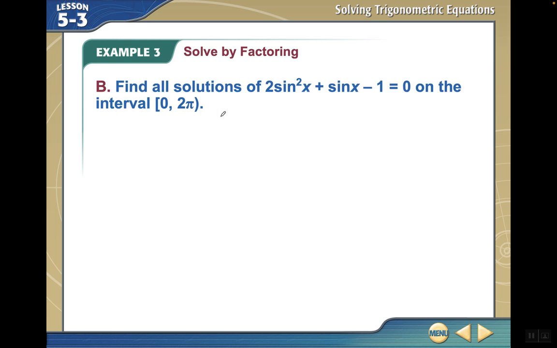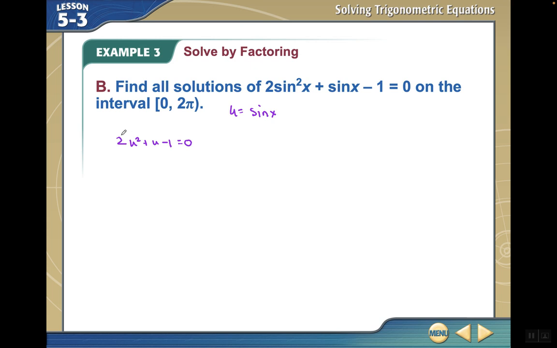Okay, this one, and you do have a couple of these, I think, on your assignment. This one's actually in quadratic form, if you can see. And it doesn't hurt if we use u substitution to do this. If I say u is equal to sine of x, then I can rewrite this as 2u squared plus u minus 1 is equal to 0. And then I can solve it just like a quadratic.